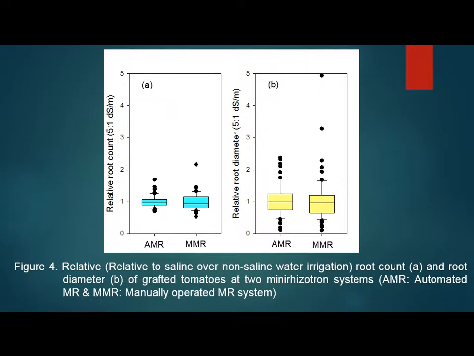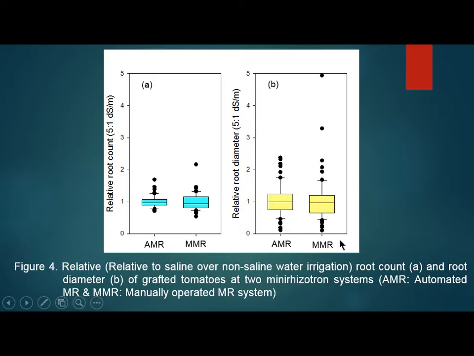And this is about the relative root length, root count, and root diameter. Here the relative value is calculated as salinity to non-salinity, which is given on the y-axis, 5 to 1. And here there was no significant difference between the two cameras in each parameter. Also the median is almost 1 in both cameras, both the systems.